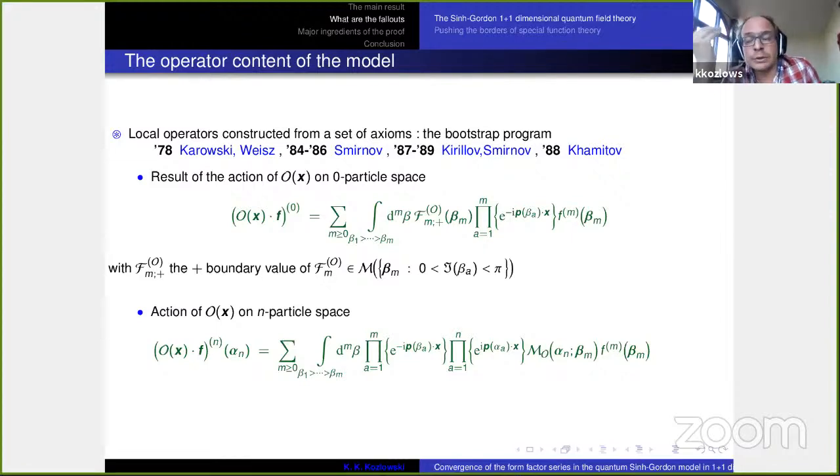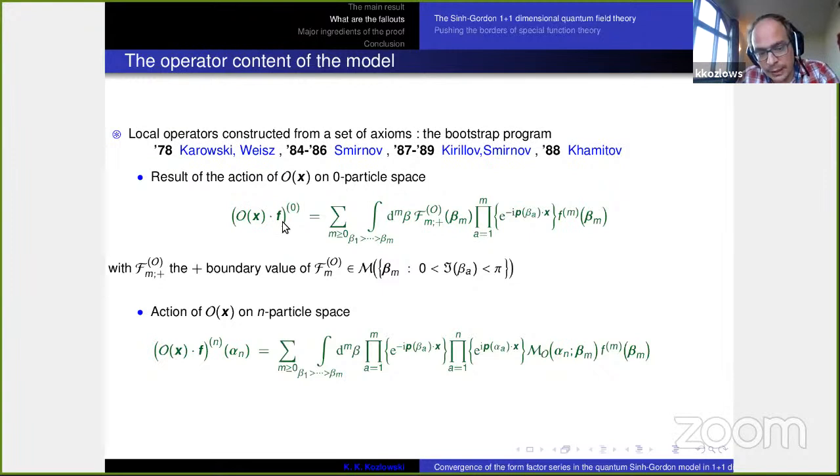And this was taken up after a very long series of attempts. This was framed by Fedor Smirnov, and also following some ideas of Kamitov and the work of Kirillov and Smirnov. So I will present the Bootstrap program in the next slide. Basically, now how one can write the action of the operator O on the zero particle space, and this is the most important action for the whole construction.